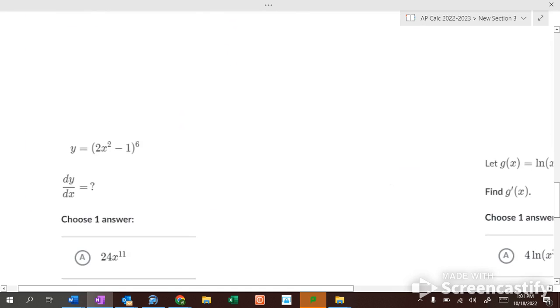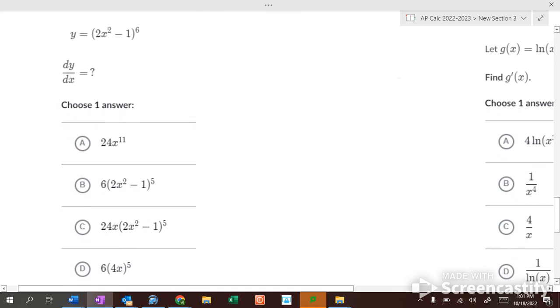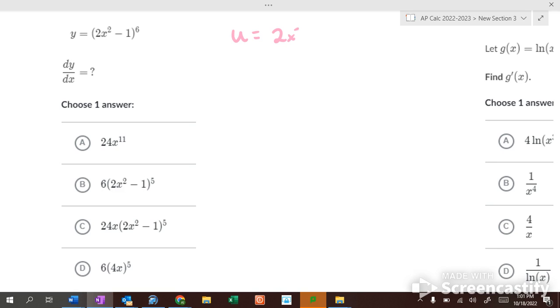All right. So then we get to the chain rule. How do we do the chain rule? All right. So the chain rule, you set u equal to the inner function. U is equal to 2x squared minus 1. And then you take the derivative of the inner function. du equals 4x.